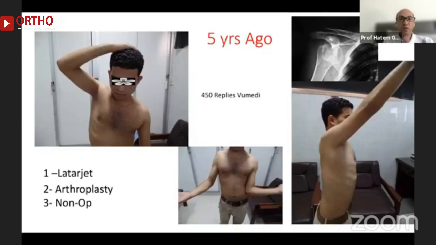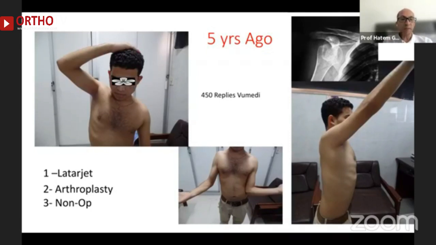Actually, I start with a case that we saw about 5 years ago or more, where the patient presented with a chronic dislocation. He had more than 1.5 years of dislocation, and this was the clinical picture of the patient. So he's able to put his arm above his head. He's able to do external rotation about 30, 40 degrees, and elevation, as you can see, up to 150 degrees.